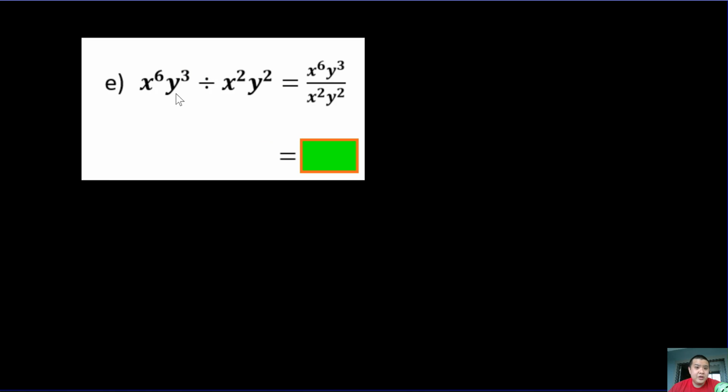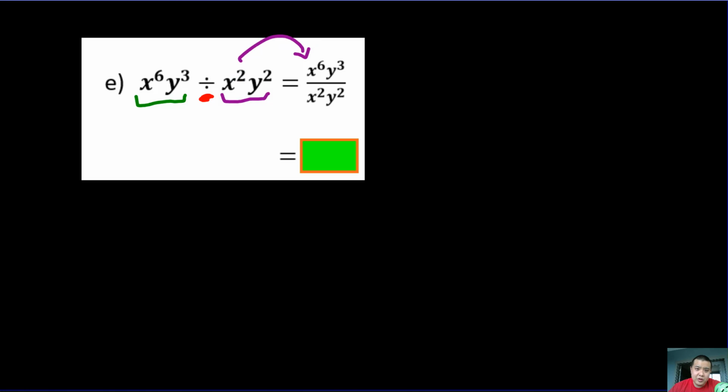Here we have 2 different variables, and it's horizontal. Okay, this division sign right here is going to create a fraction. So when we take a look at this entire expression right here, this x to the 6th, y to the 3rd, is being divided by this entire expression over here, x to the 2nd, y to the 2nd. Okay, so that's why we can rewrite it like this, something a little bit more familiar.